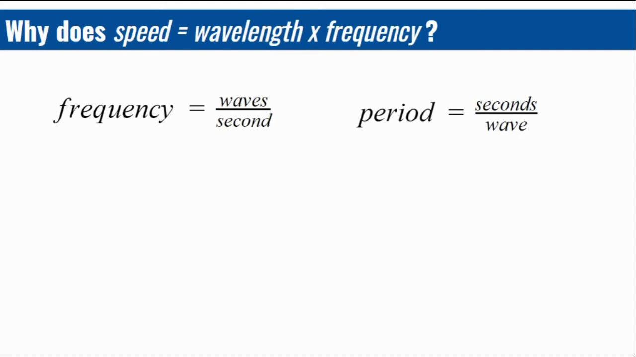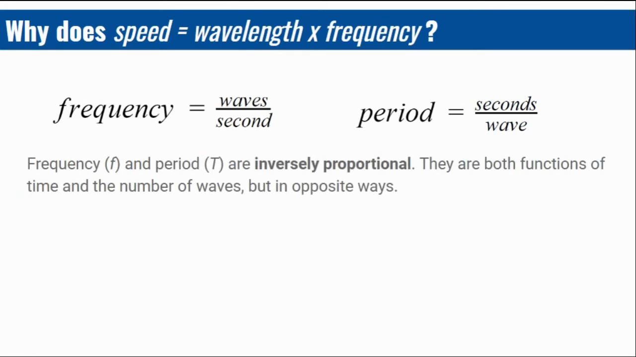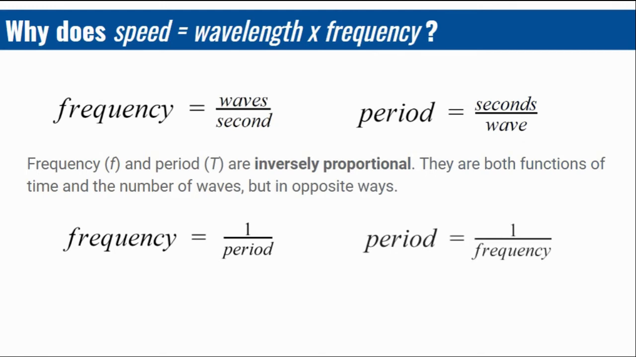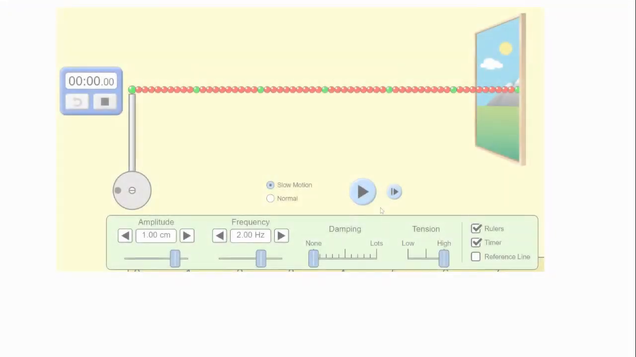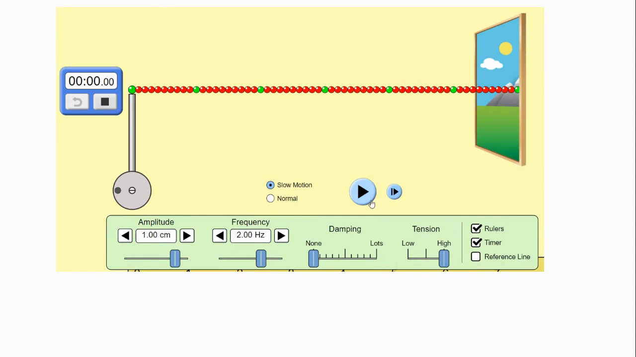So these two terms are what we'd say inversely proportional. They're both functions of time and the number of waves, but in opposite ways. So those terms could be expressed in this way. Frequency is equal to 1 over the period, and period can be expressed as 1 over the frequency. Let's check that on the simulation.